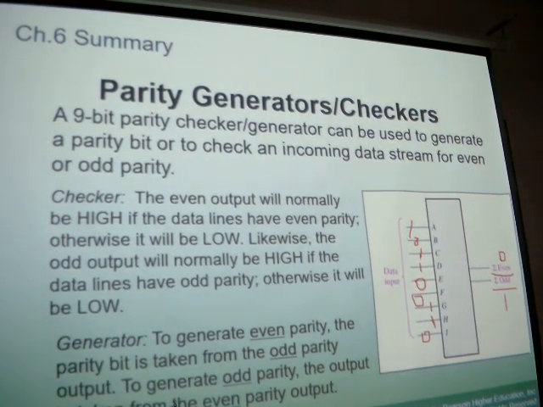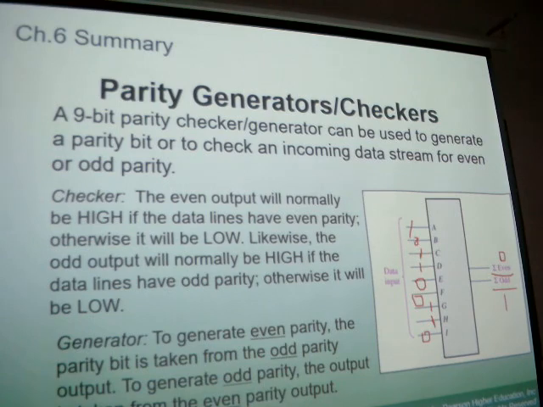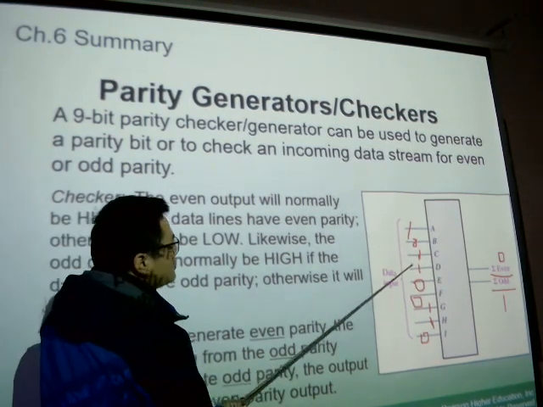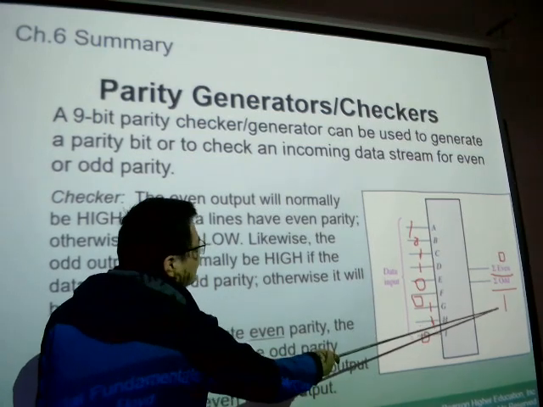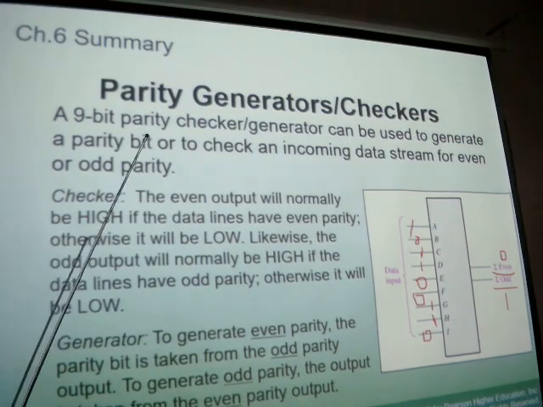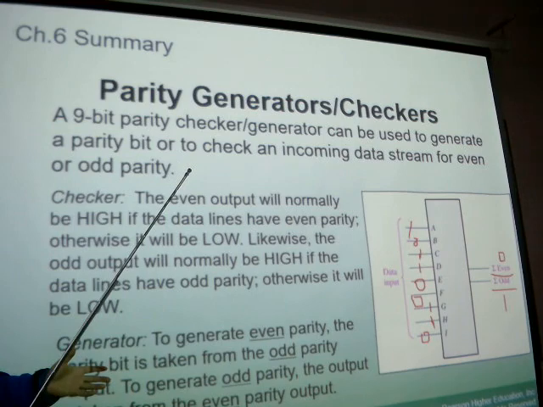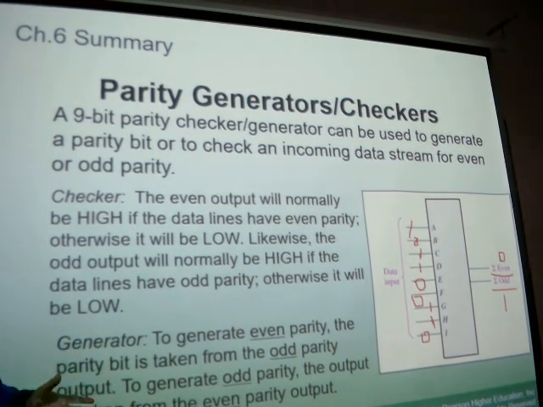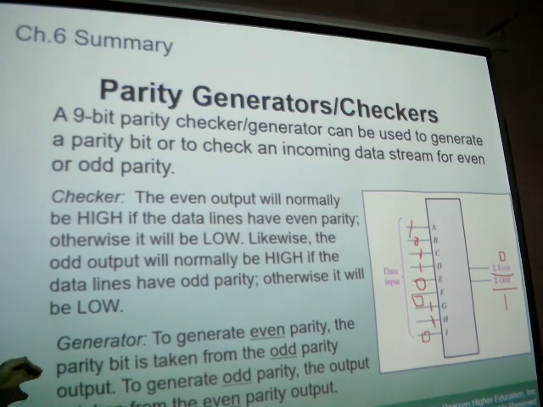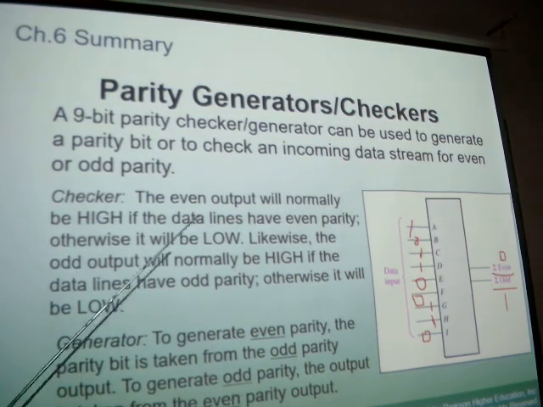To generate even parity, the parity bit is taken from the odd parity output. There are 5 ones, add 1, so there are 6 ones. 6 is an even number, so the total is even.